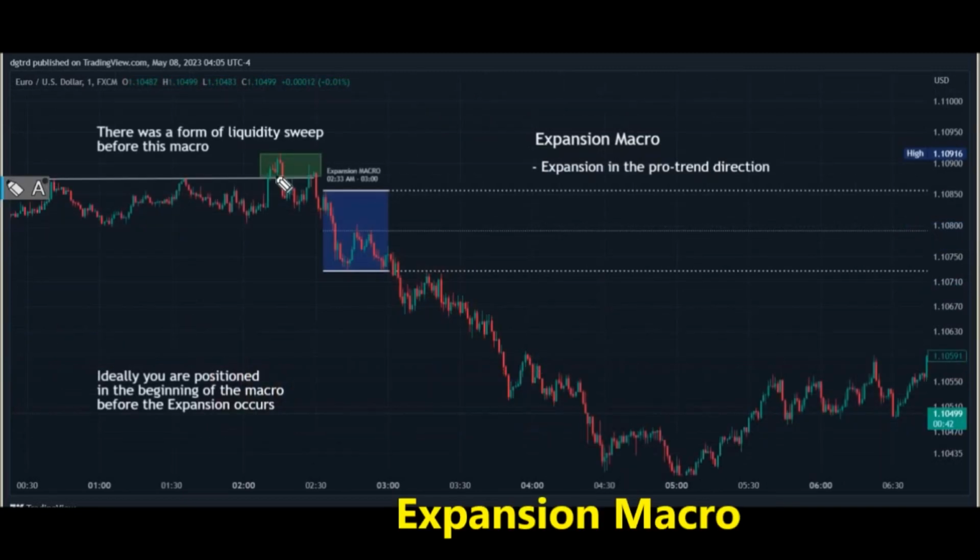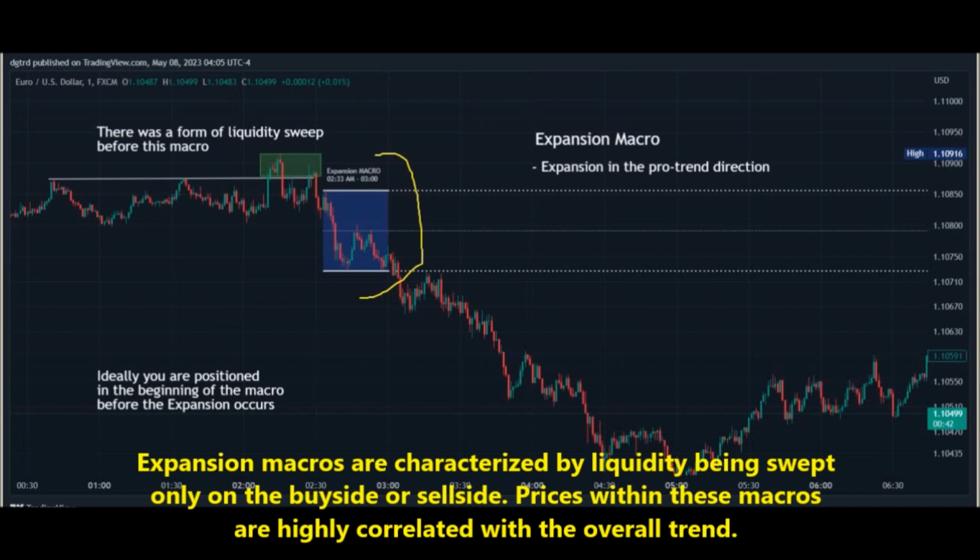Expansion macro, basically this is what you can see on the chart right here. They are characterized by liquidity being swept only on the buy side or the sell side. Prices within these macros are highly correlated with the overall trend.